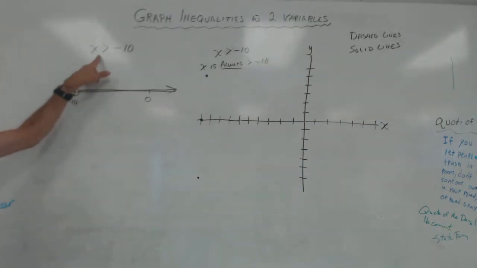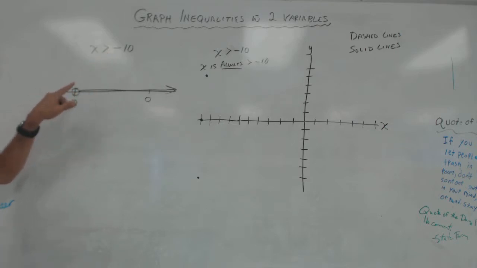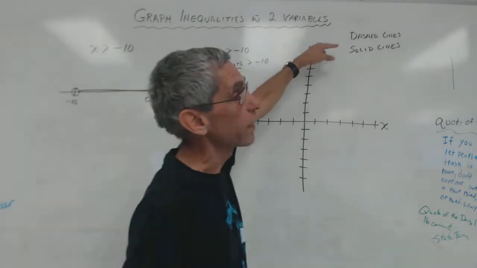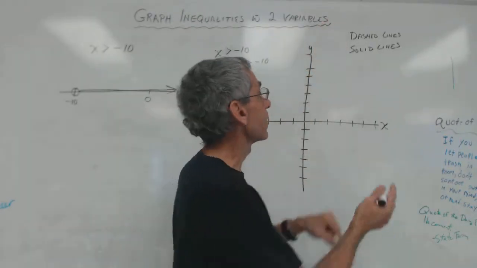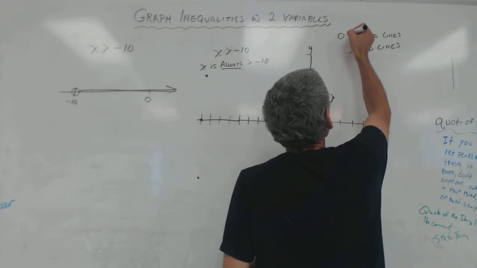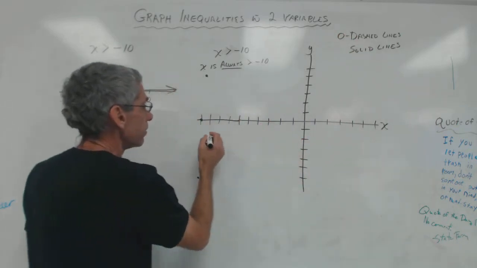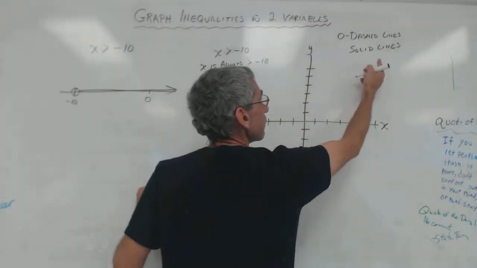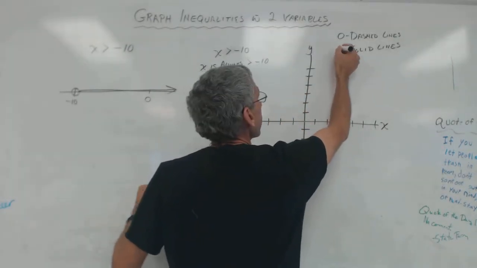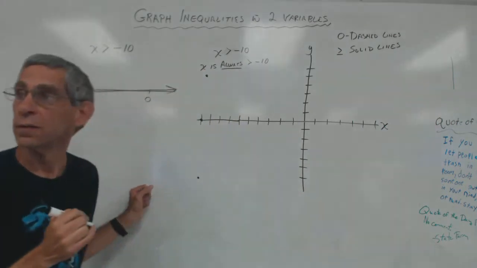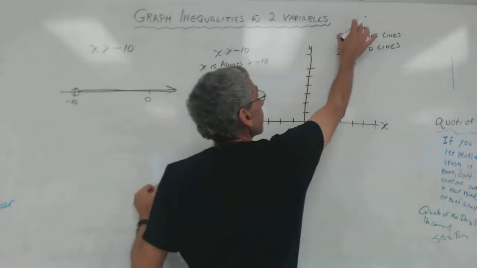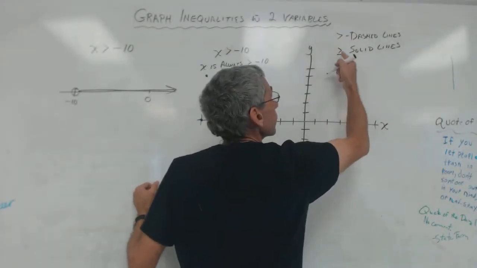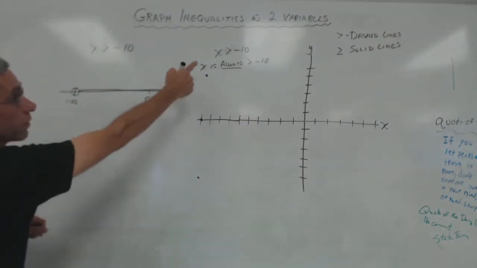You know how over here, when it did not equal something, we had an open circle? Which one of those would you think would be sort of like an open line? The dashed line. So this is sort of like an open circle, right? We're going to have to make this a dashed line because it doesn't have an equal sign. If it was a solid line, it would have greater than or equal to, right? Then it would be solid. But for this, if it says just greater than, it's going to be a dashed line.